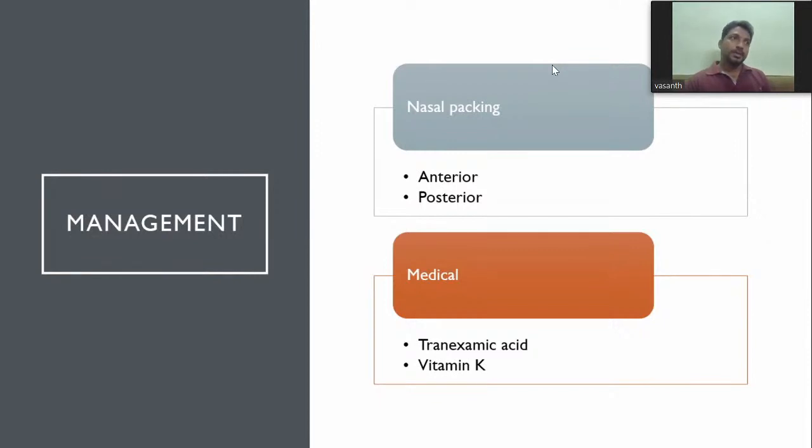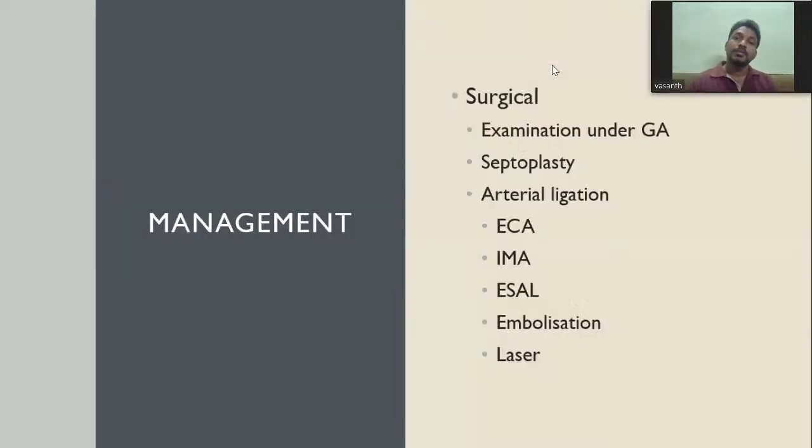Medical treatment doesn't hold a big role here, because tranexamic acid and vitamin K do have some minimal role, but usually once we see the patient in epistaxis, we just start tranexamic acid and a shot of vitamin K, and management is purely surgical. You remove the nasal packing after 48 hours, and under general anesthesia, take him, examine him, put in an endoscope, and try to visualize from which part of the nasal cavity it was bleeding.